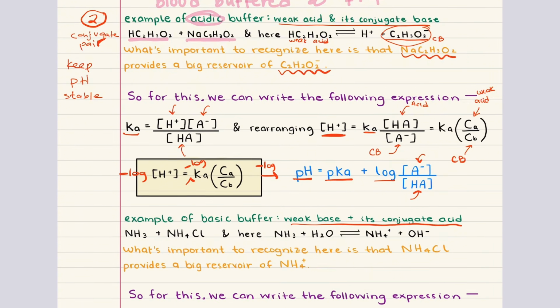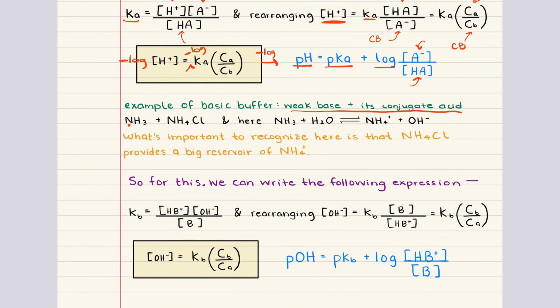Now let's look at a basic buffer. A good example is ammonia together with ammonium chloride. The weak base ammonia can accept protons and produce hydroxide ions, while the salt provides a reservoir of ammonium ions, which is the conjugate acid. Here, the presence of ammonium ions is really important because if extra hydroxide is introduced, ammonium ions can react with it and prevent the pH from shifting too high. The equilibrium constant we use here is Kb.